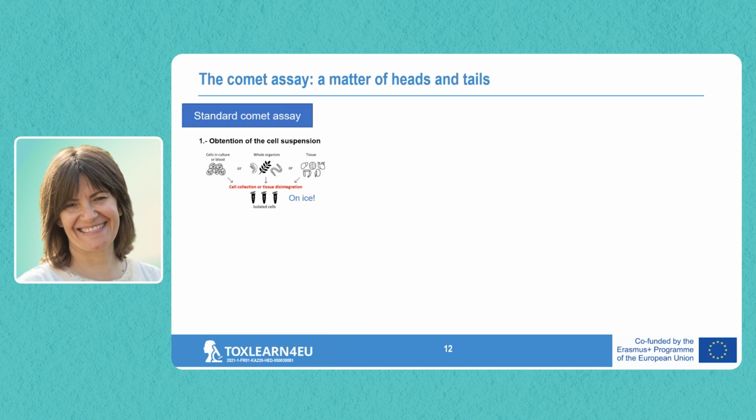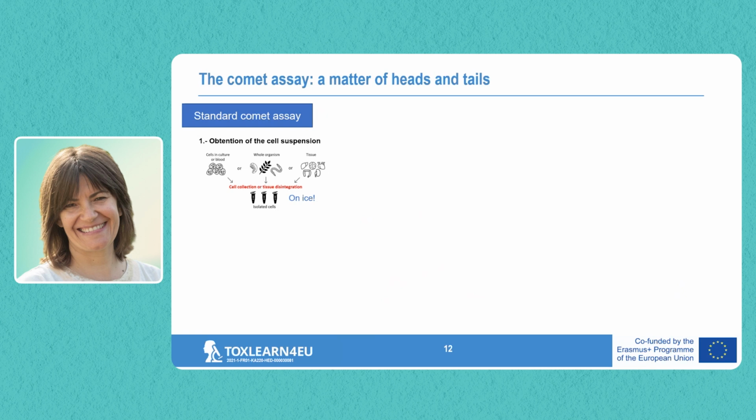So as I mentioned, we have to start with the cell suspension. And the cell suspension, okay, here we have cells in culture or blood. Here we have whole organisms. We can smash it and prepare a cell suspension from it. Or we can have tissues. We remove the tissues and prepare a cell suspension from them. I'm not going to explain how to prepare the cell suspension because it differs a lot from sample to sample. Then you collect the isolated cells and they should be put on ice.